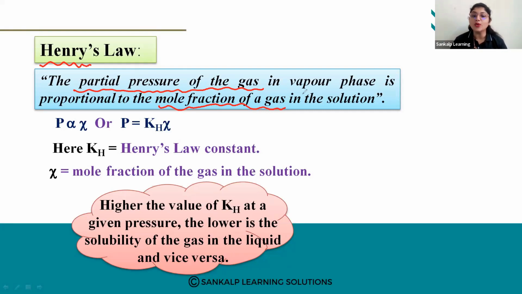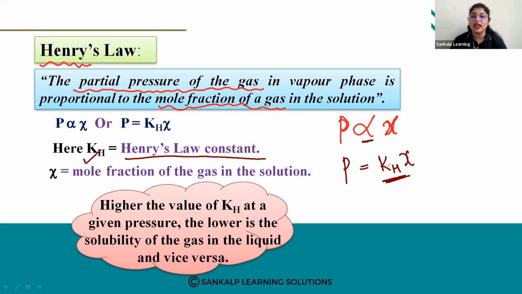So mathematically, how do you express this? Partial pressure is given as small p. This pressure is directly proportional to mole fraction. The mole fraction is represented as psi. When you remove this proportionality sign, you need to introduce a constant, that is Henry's constant. Henry's constant is given as Kh. So what is Kh? Kh is Henry's law constant. And what is this psi? Psi is nothing but the mole fraction of a gas in the solution.